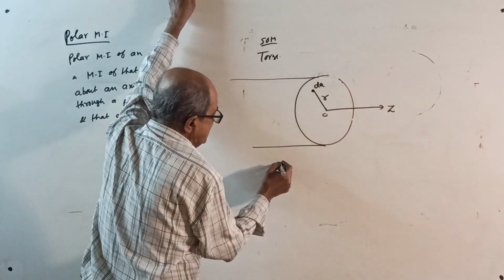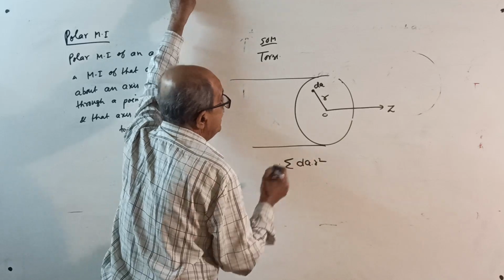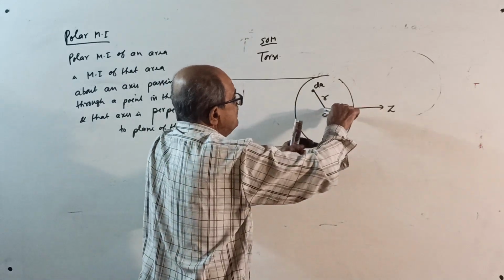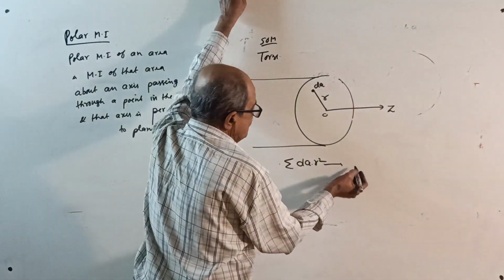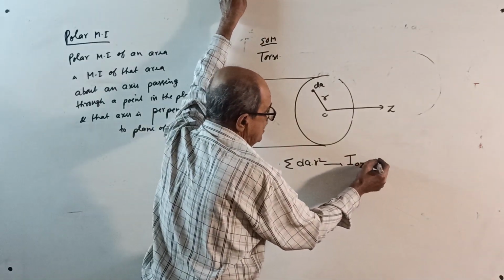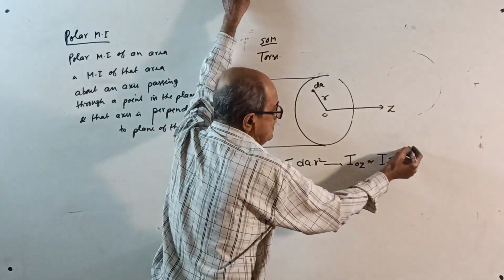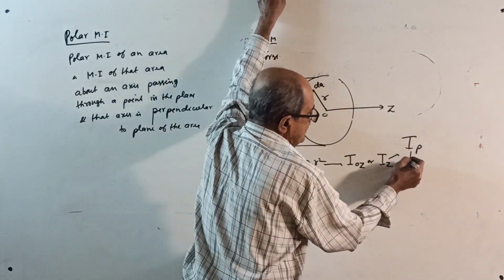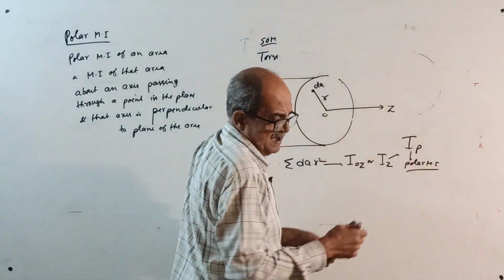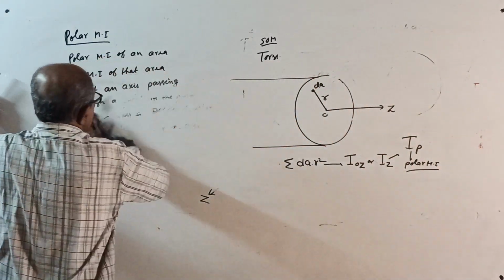There you will get a term sigma of dA into R square. That term, with OZ perpendicular to the plane, will be replaced by I about OZ, or it is called IZ, or it is called IP there. That is polar moment of inertia. In the torsion chapter, I will explain. Now I have only told you what will happen later.